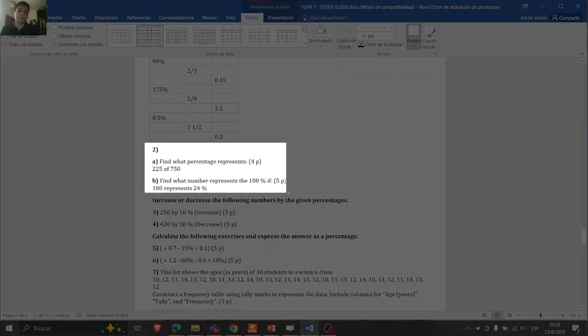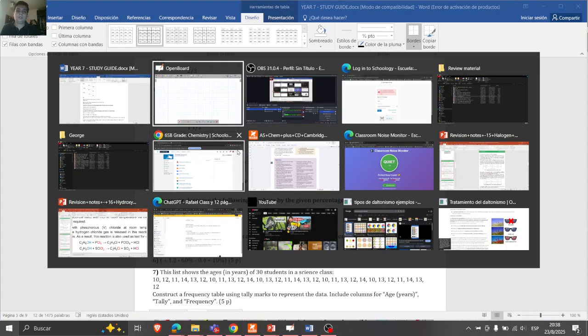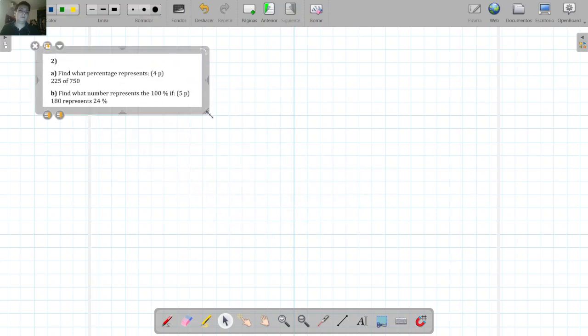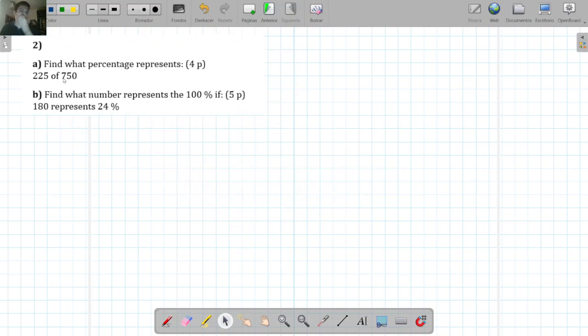Number 2. In number 2, we have the following. Find what percentage represents this. So when we are looking for what percentage will represent a number, 225 of 750, we have to understand that 750 represents the 100%, and this we don't know. We just don't know what percentage it represents.